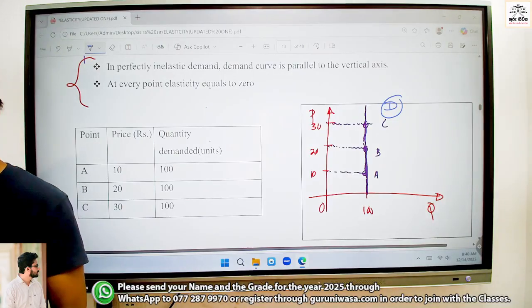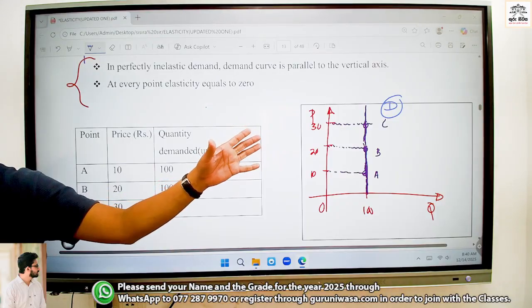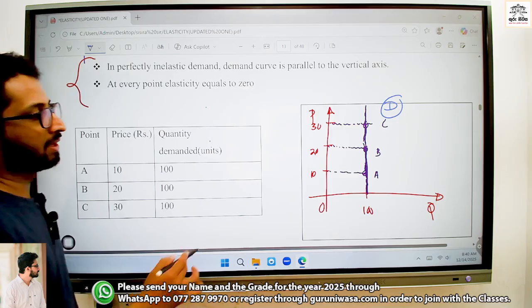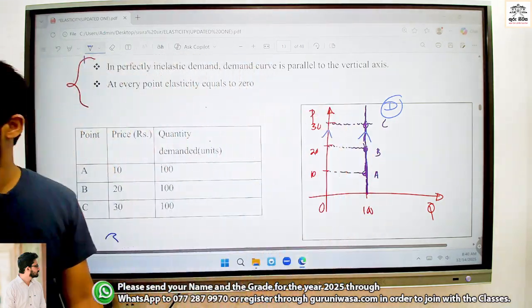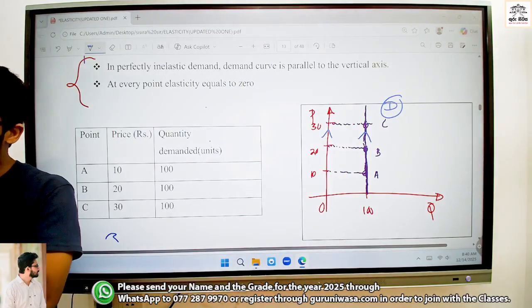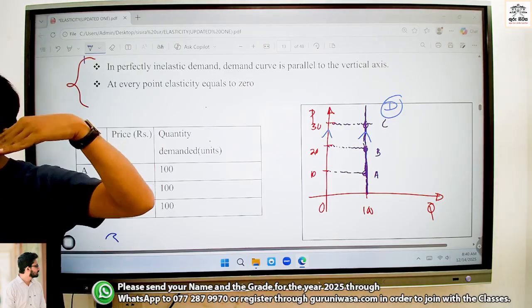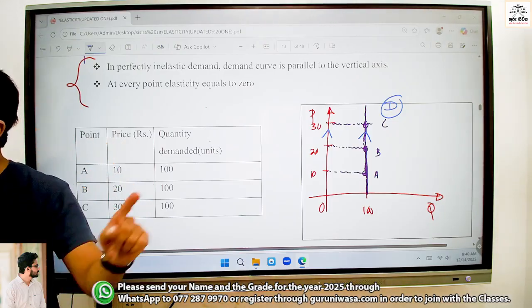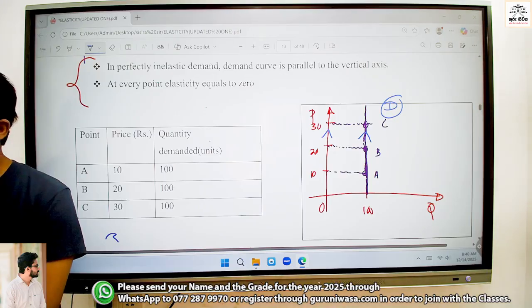Clear, children? Not the point D. Okay? It's the demand curve. Right. Remember, children, this demand curve is parallel to the price axis. Normally, the demand curve is said to be a downward sloping curve. But here, it's parallel to the price axis. Clear?